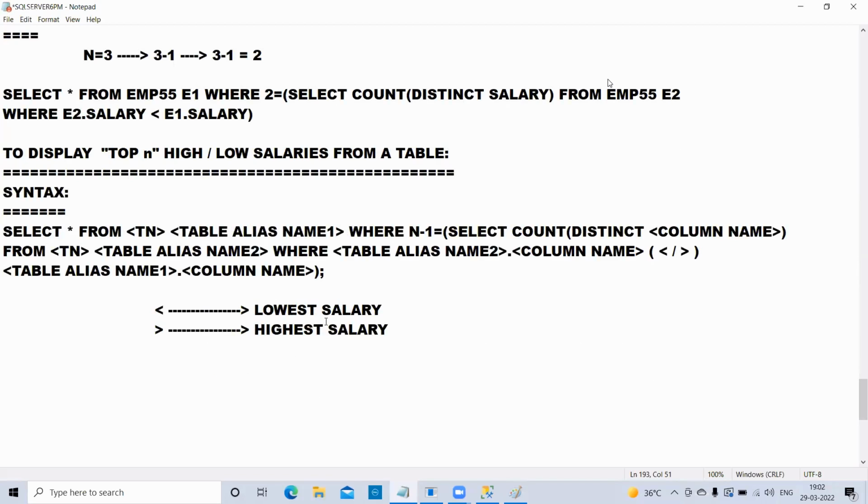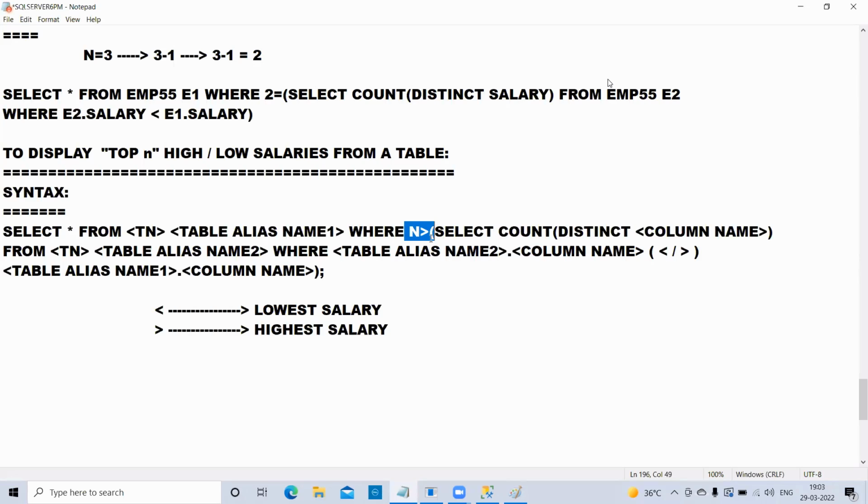Suppose I want the top 3 highest, top 5 highest, top 2 highest, and in the same way top 3 lowest, top 2 lowest. Yes or no? At this moment also, the query will be the same, but only the formula will change here. So finding the nth highest salary and finding the top n salaries differ only in the formula. For the nth highest, we take the n minus 1 formula, and for the top n highest or lowest salaries, we use the n greater than formula.